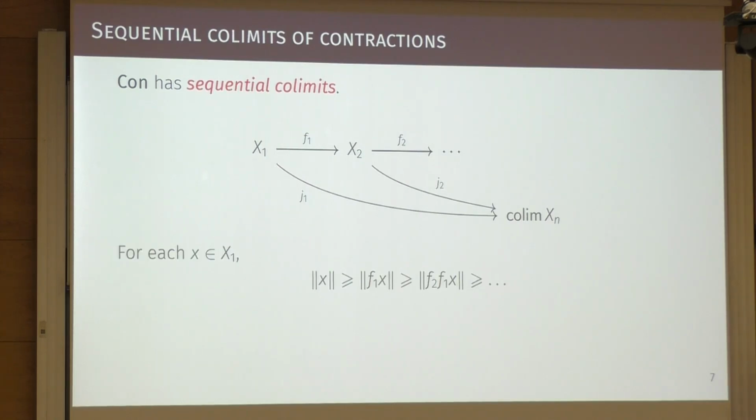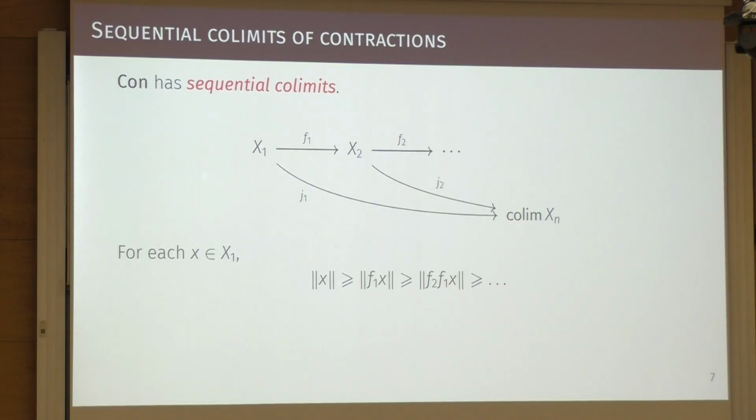So first, let's just consider a vector x in X1 and look at where it goes within this sequential diagram. So we have x, we have f1 of x, we have f2 of f1 of x, and so on. And because the morphisms in the diagram are contractions, we know that the lengths of these vectors in this sequence are decreasing. So we have a decreasing sequence of positive scalars, and whenever we have such a sequence, we know that it has an infimum. It's a bounded decreasing sequence. It has a limit, and the infimum and the limit coincide.